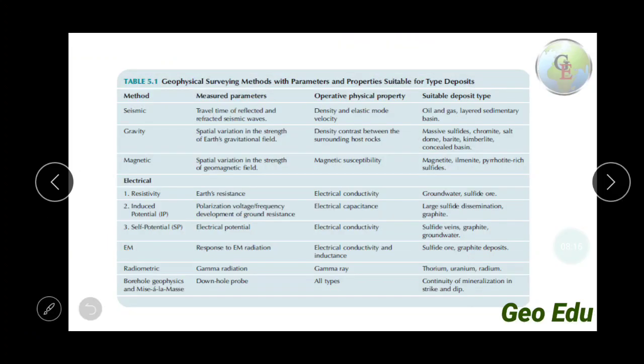And next question: these are the methods I have told already. So these are the geophysical methods, and this table is very important.